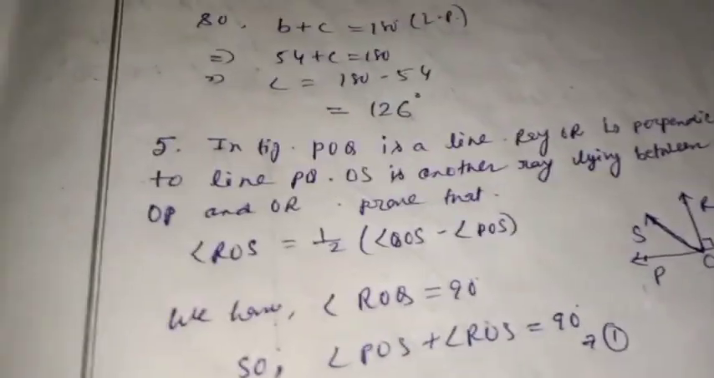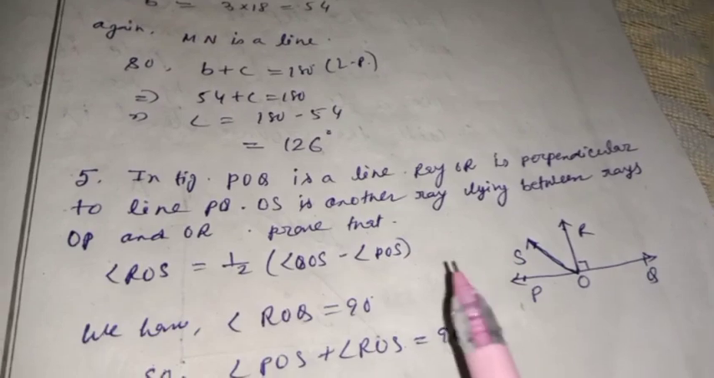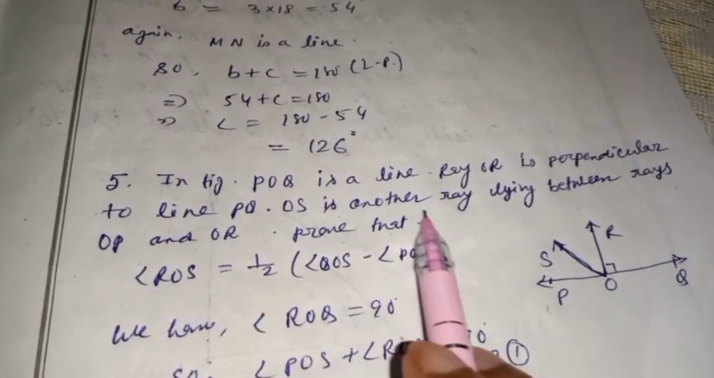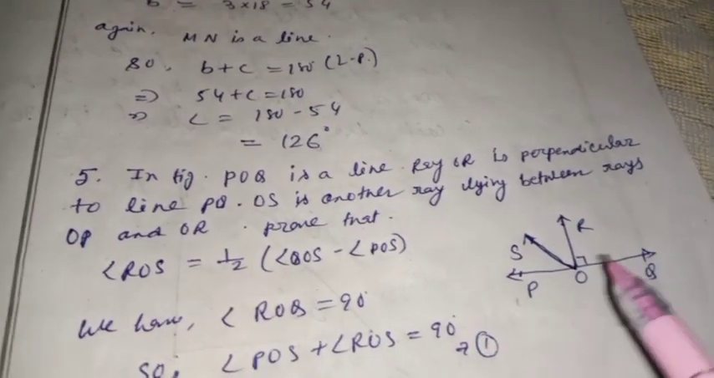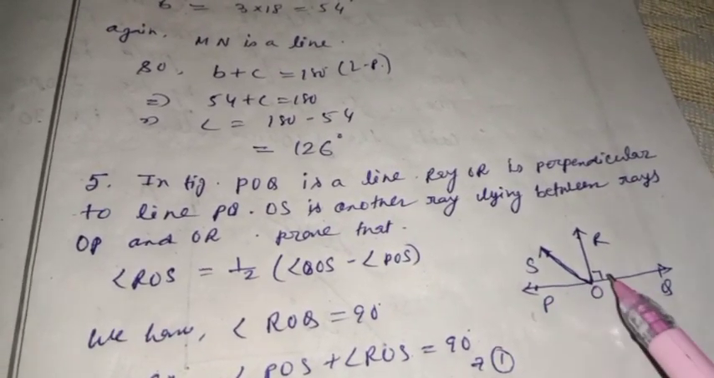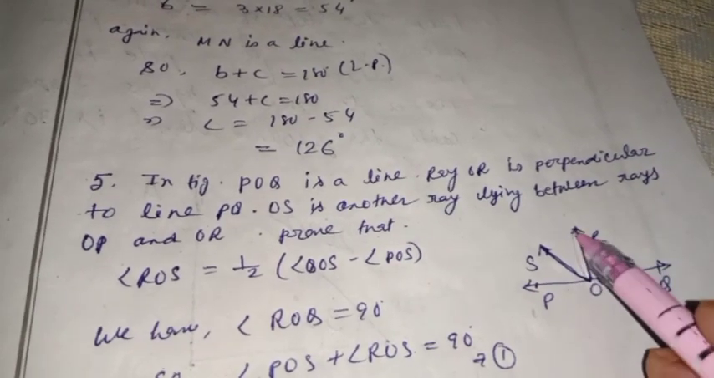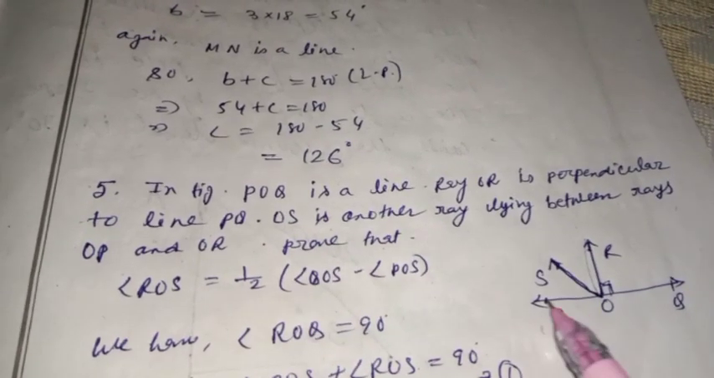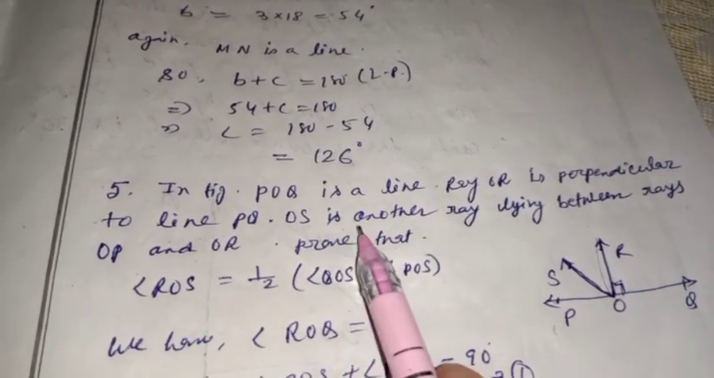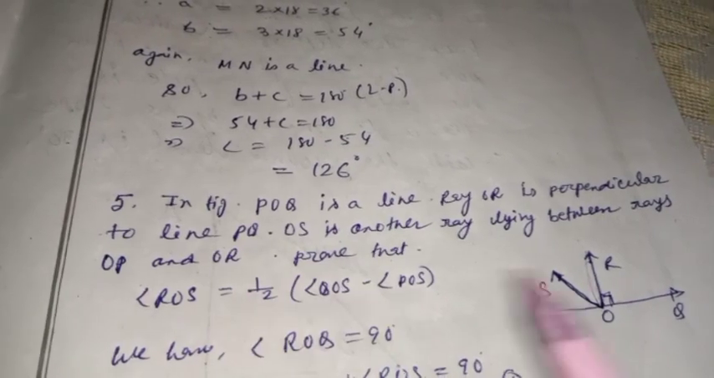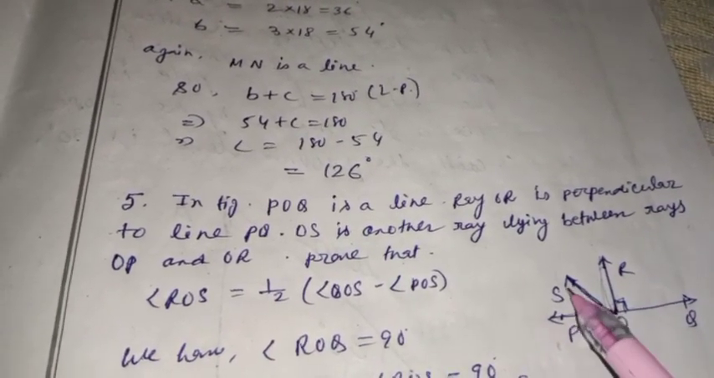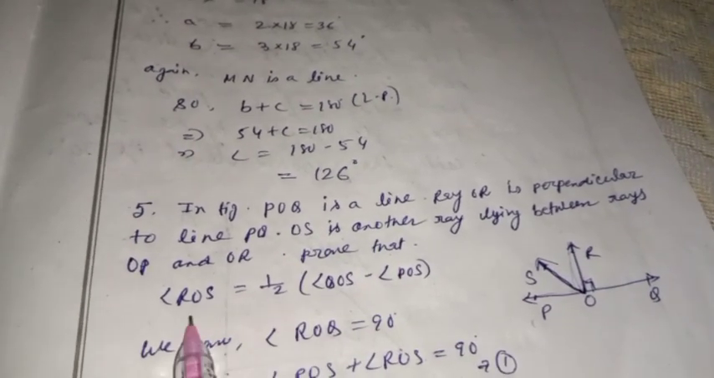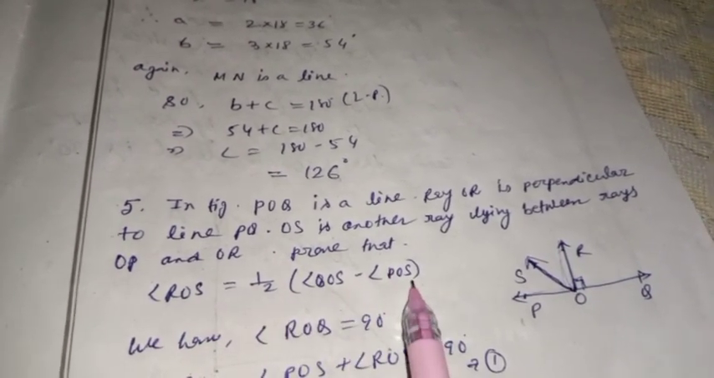Question number 5. In the figure, POQ is a line, ray OR is perpendicular to line PQ. OS is another ray lying between rays OP and OR. In the figure, this POQ is a line. This ray OR is perpendicular. This perpendicular means this is how much? 90 degrees. This symbol is given here, 90 degrees. To line PQ, means OR is perpendicular to PQ. OS is another ray lying between rays OP and OR. Means between OR and OP, you can find one more ray here, OS. So we have to prove this relation: angle ROS is equal to half of angle QOS minus angle POS.